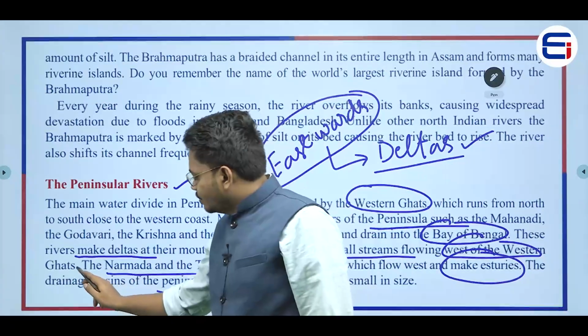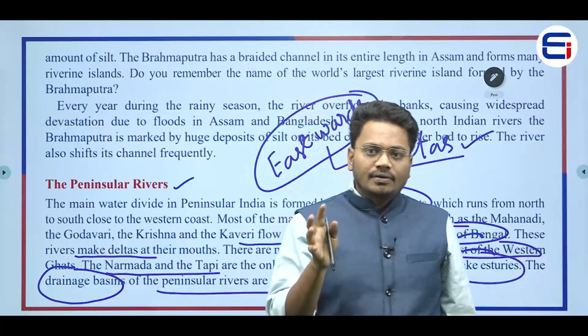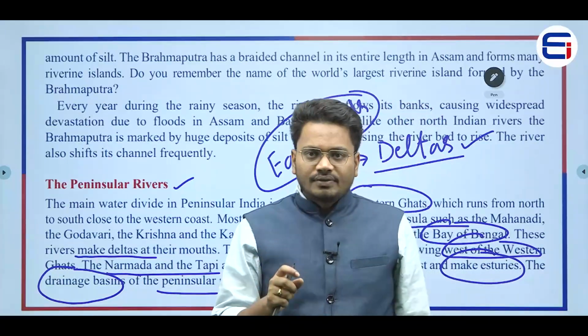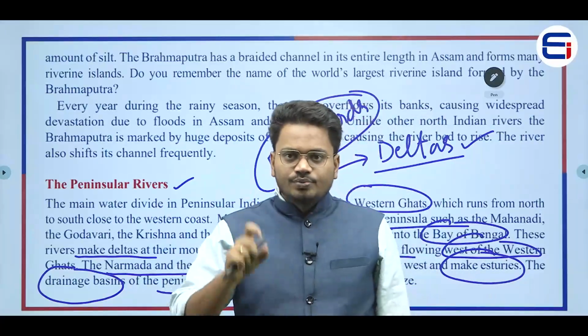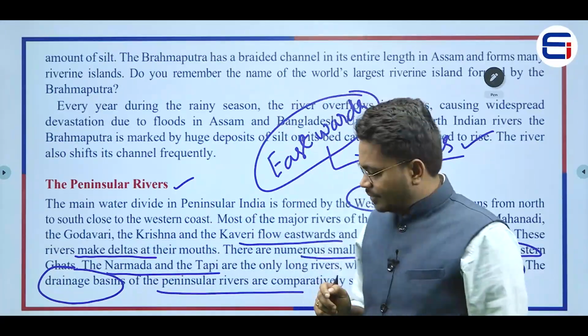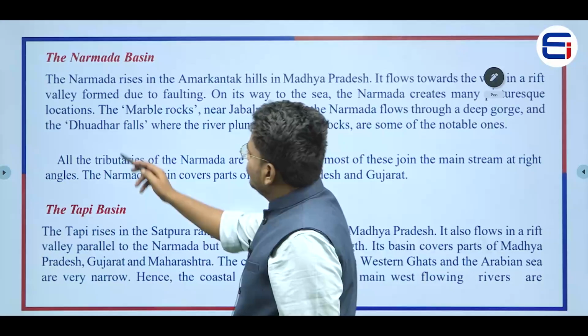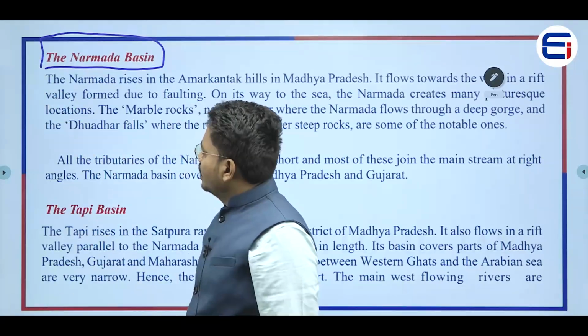What is that? The drainage basin, that means the area which is dependent on this particular river, right. So, that particular drainage basin is very, very small when compared with the northern Himalayan rivers. Now, the first important basin which we have to read is the Narmada Basin.